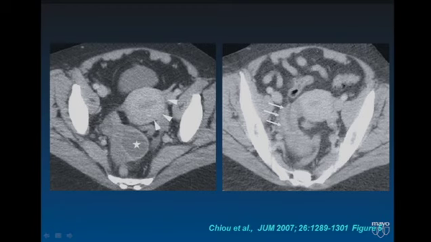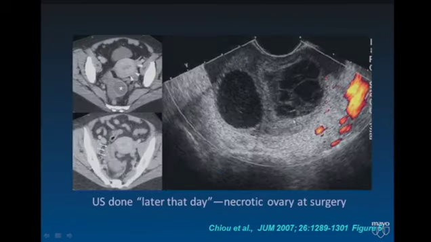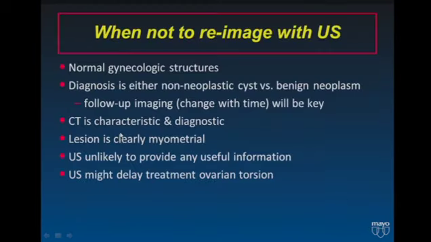Here's another example from that paper. A right ovary that's enlarged with a thickened tube. This should make us think about the possibility of torsion in the appropriate clinical setting. An ultrasound done later that day shows features of torsion, and it was a necrotic ovary at surgery. Now, I don't know what later that day means in these two patients, but if there was a delay between the CT and the ultrasound in order to get the ultrasound, I think that that's a mistake, and that these findings on CT in the right clinical setting should lead to intervention.